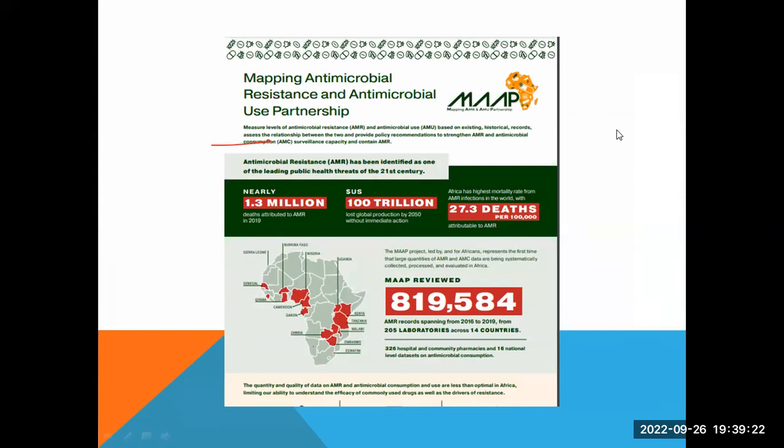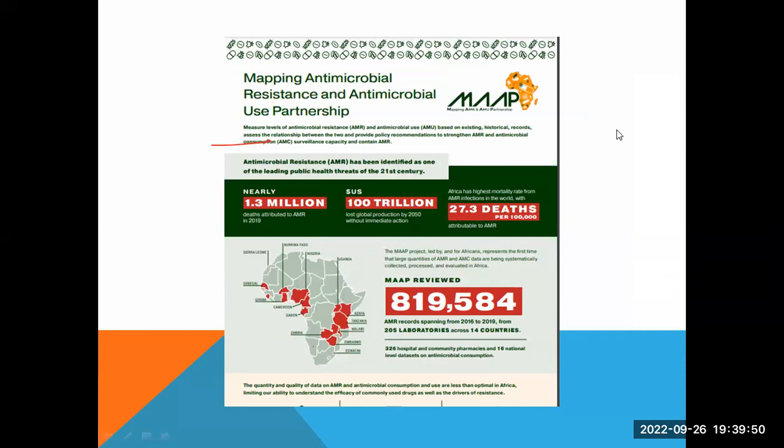No. So this is a recently published study about mapping antimicrobial resistance and antimicrobial partnership. It was focusing on this. The map reviewed around 8,000 AMR records from 2016 to 2019, working on Africa specifically.